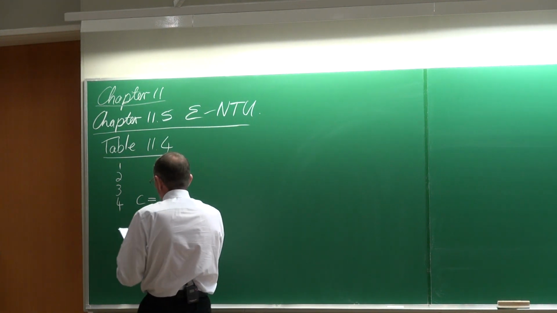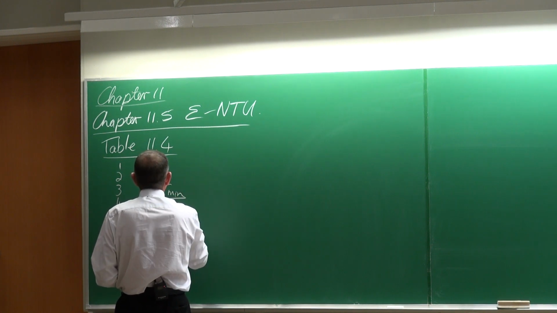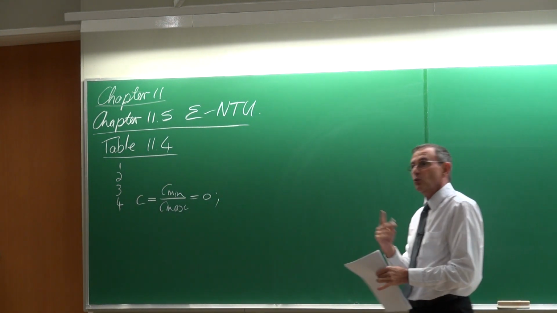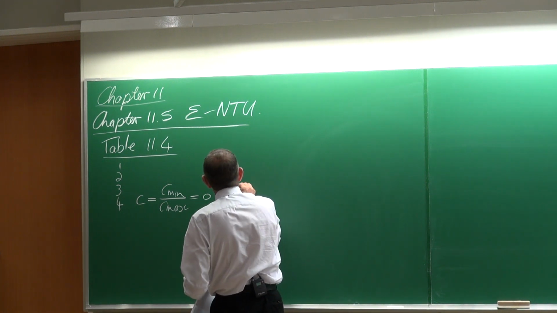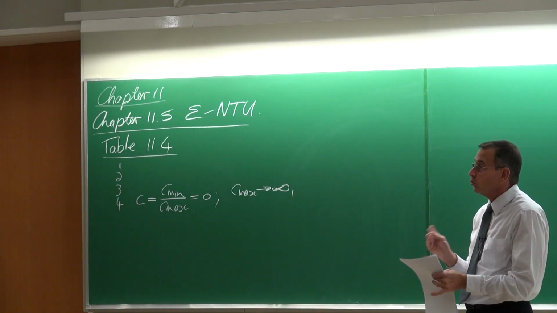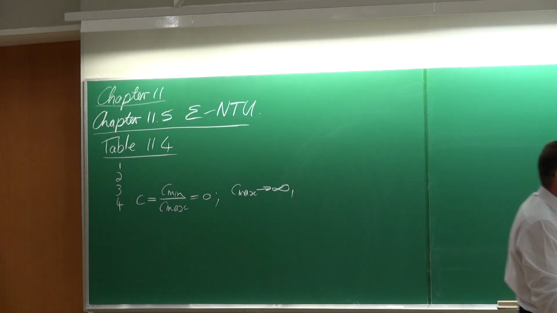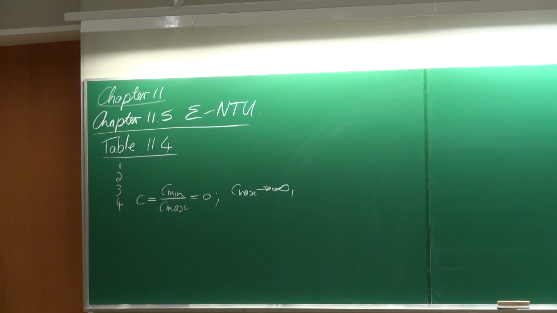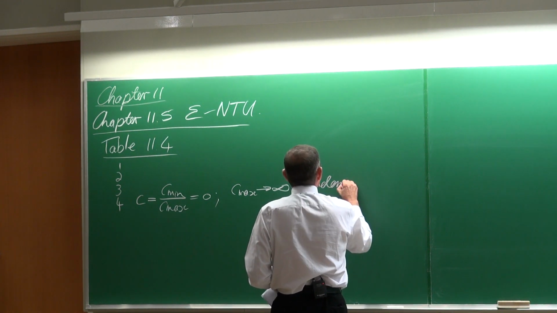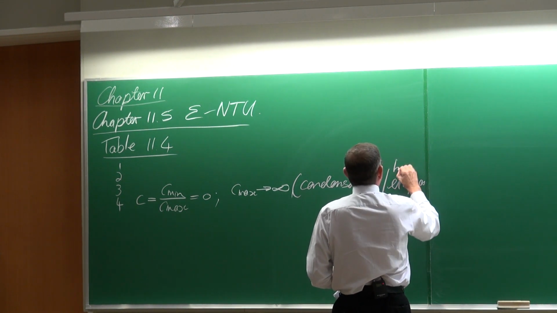So in point 4, they say that there are cases where C, which is of course C minimum divided by C maximum, is equal to 0. When will that be equal to 0? Well, it will be equal to 0 when C max is going to infinite, or when it is very large. Now, when is C max going to infinite? C max is very, very large in the cases where we have condensation or evaporation. Evaporation or boiling.